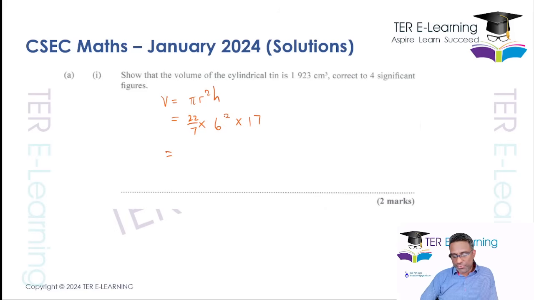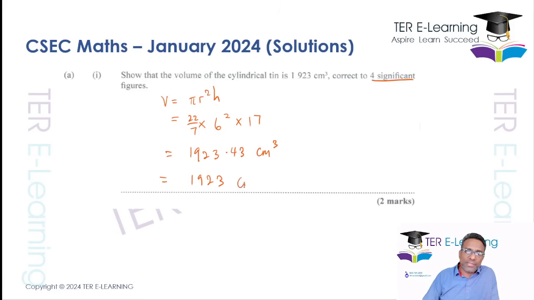So this will be 22 over 7 multiplied by 36 multiplied by 17. And what I'm getting here is 1923.43 cm cubed. But they want the answer to 4 significant figures, so it's going to be 1923 cm cubed. So I'm just using the formula for the volume of a cylinder to work that out.